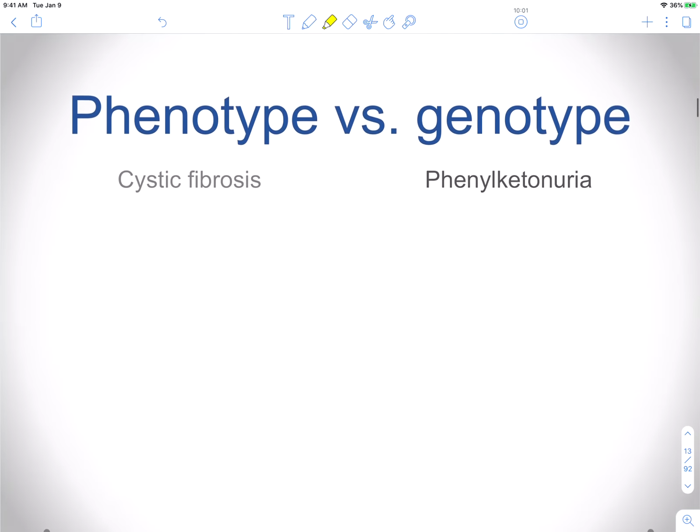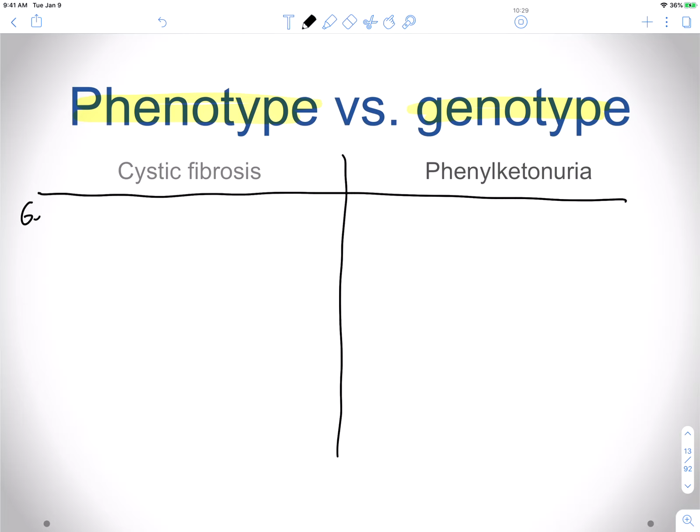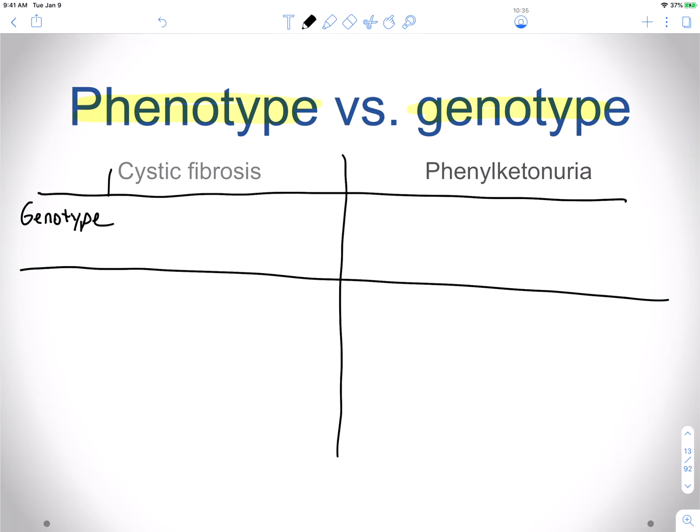And so what we're really interested in, in genetics, medical genetics, is how the genotype and phenotype are related. So I'm just going to talk a little bit about two diseases. The first is cystic fibrosis, and the second is phenylketonuria. And so in general, you have a genotype, and for cystic fibrosis, you're going to have mutations. This is going to be autosomal recessive. So you have to have mutations on both alleles.